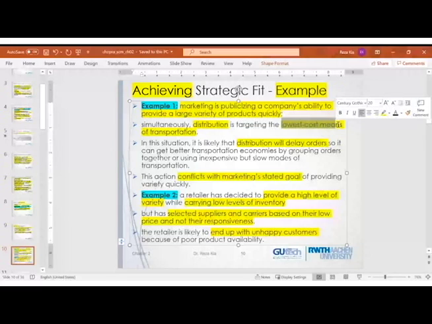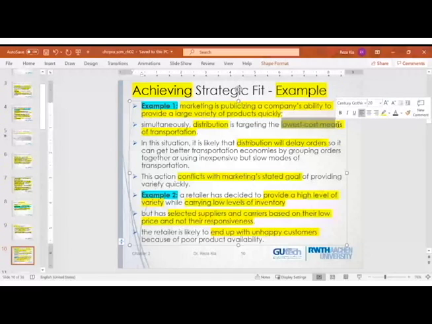But on the other side, for example, let's assume that you are a retailer of shoes. In your supermarket, in your retailing system, you want to have a variety of shoes, but you don't want to have a high level of inventory because that would be costly for you. On the other side, you have selected some suppliers of shoes and some carriers. You know, carriers are a kind of transporters. Selected based on the price, not based on the responsiveness.